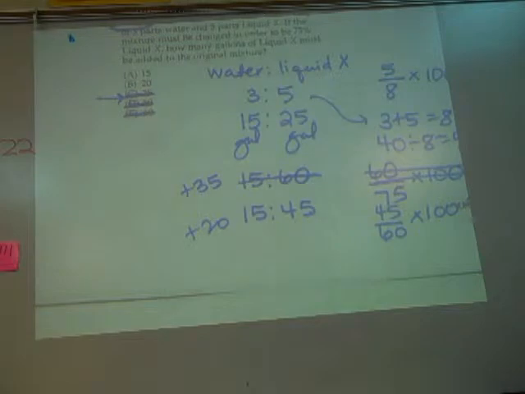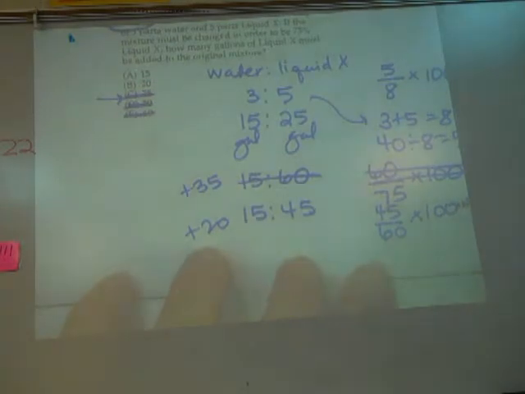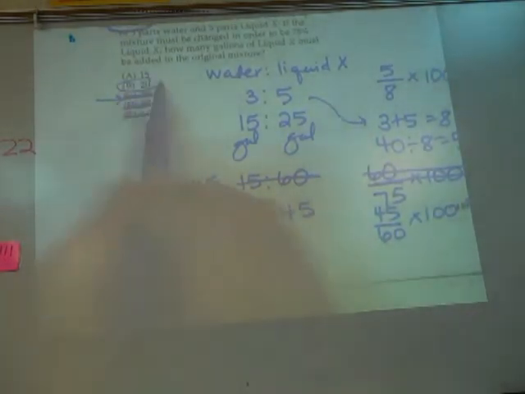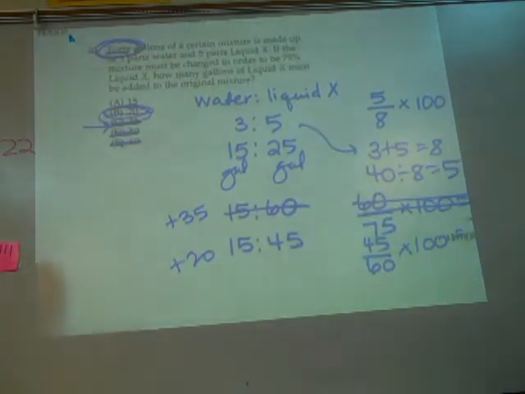45 out of 60 times 100. 75%. I messed that one up to start with because of the word 40, I was looking for a number. So the answer here is D.